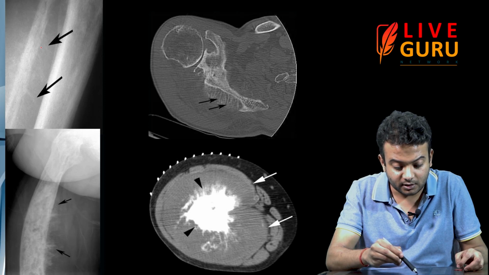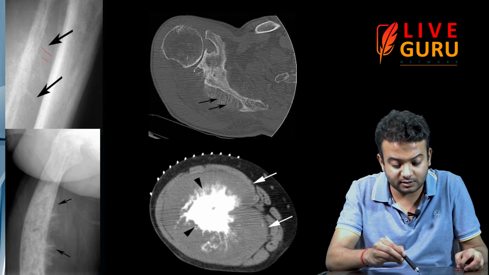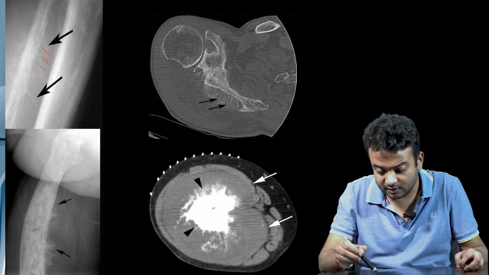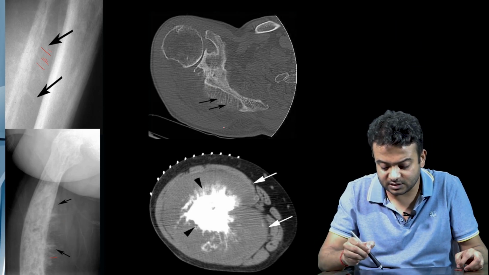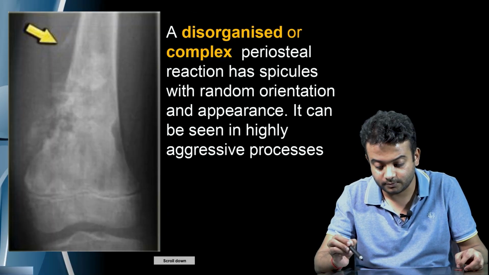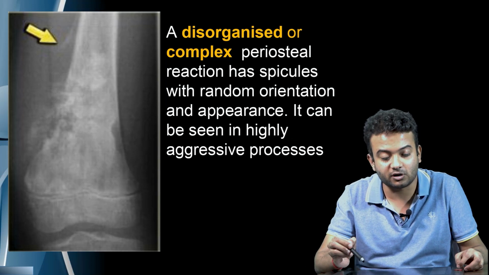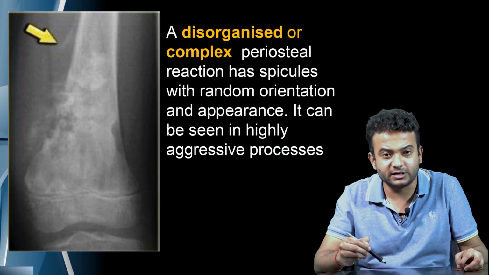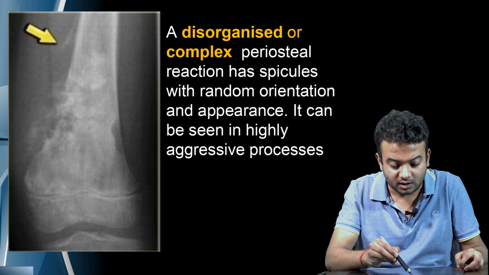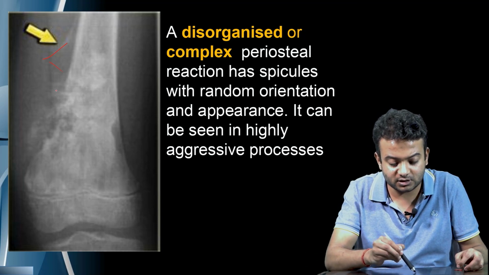We can see the spiculated periosteal reactions here. The same thing can be seen here, and even in the CT images. And this is a very bizarre type of periosteal reaction, the sunburst type. The other one is the disorganized or complex type, in which the orientation of the spicules is very random and haphazard. As you can see, some point in one direction, some in another direction.